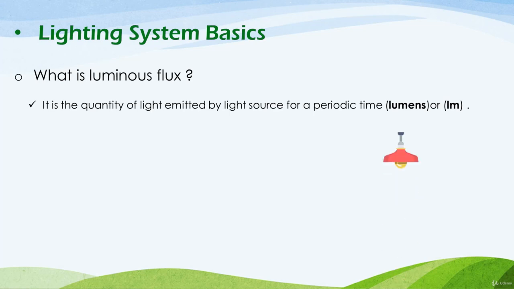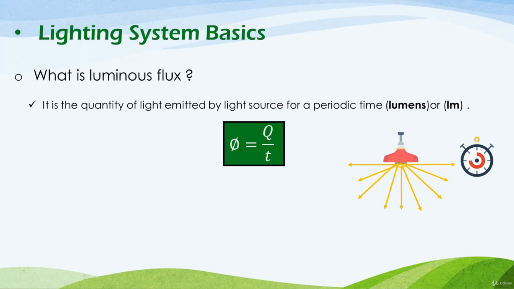So if this is a light source, the quantity of light that is emitted by that light source for a specific period of time is the luminous flux. And its mathematical relation is that one. Here the symbol of the luminous flux is phi, and it's equal to Q over T, where Q is the quantity of light emitted and T is the period of time in which this quantity of light is emitted.